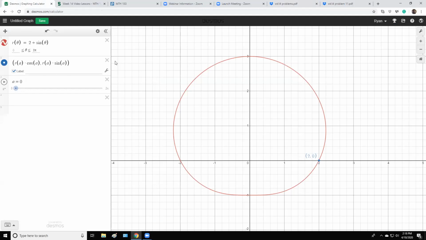All right, so let's go ahead. We'll start spoiling the surprise here. I have this first one graphed, 2 plus sine theta. And so I have it graphed, right? When I plug these things in for theta, it just graphs the entire curve.